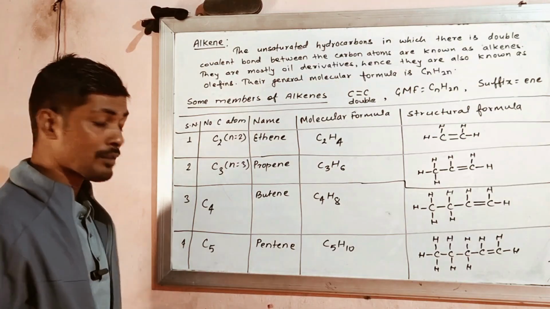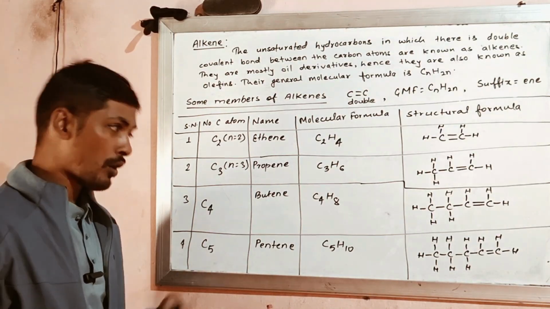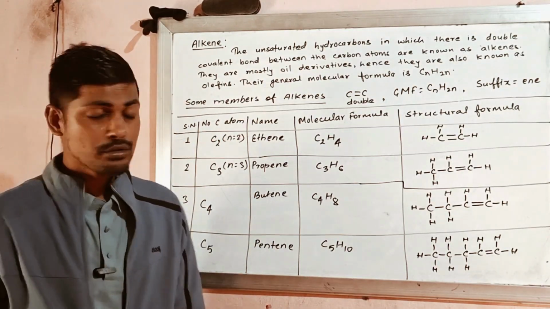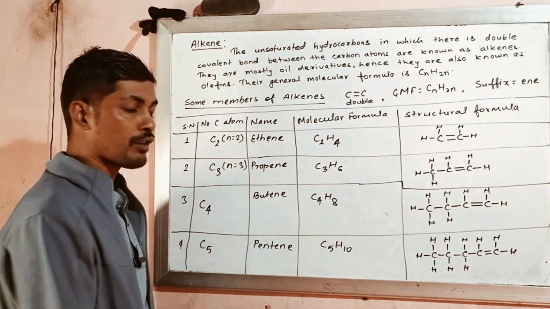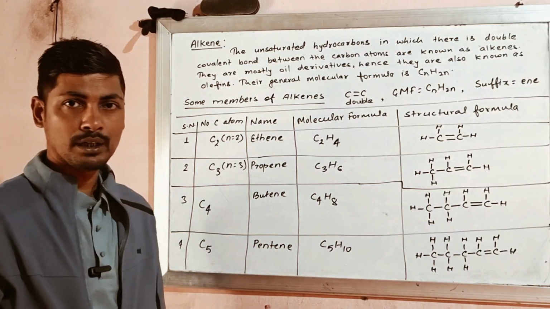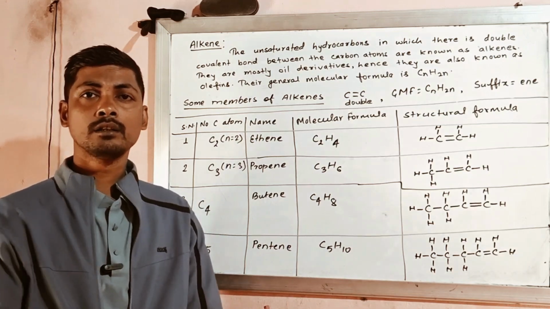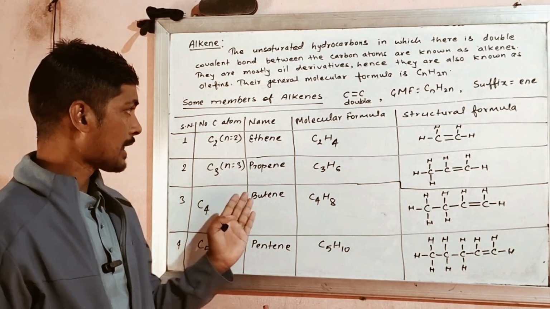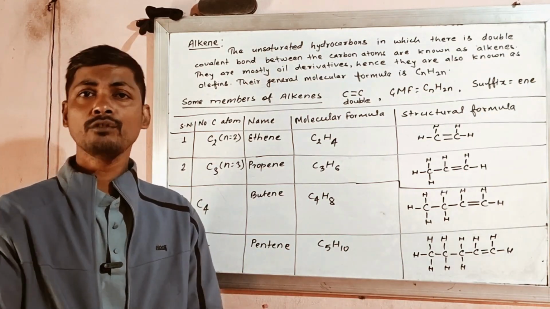Now for the rest of the members, you can take 6 carbon, 7 carbon, 8 carbon, or any number of carbon atoms as you wish, to write their name, molecular formula, and structural formula. In the same way you can follow this to write the name, molecular formula, and structural formula of other members of alkene.